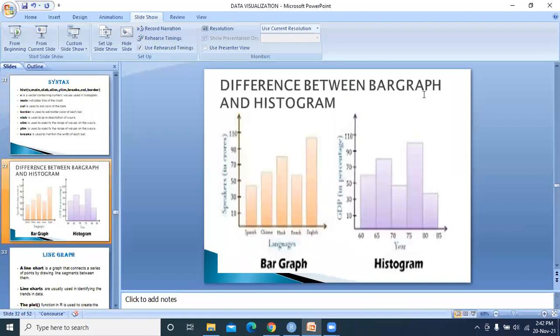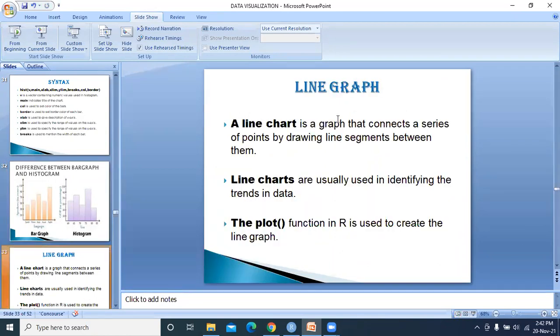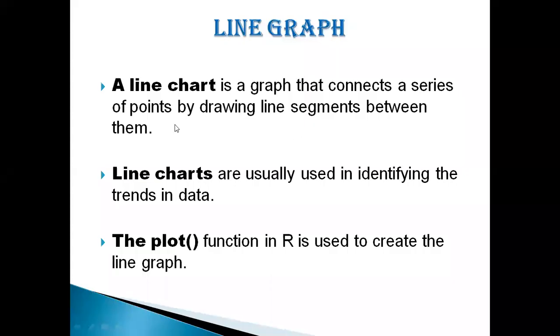So this is the difference between a bar graph and a histogram. In a histogram, there is no gap between the bars, whereas in a bar graph, a gap will be there. The next interesting graph is the line graph. A line chart is a graph that connects a series of points.